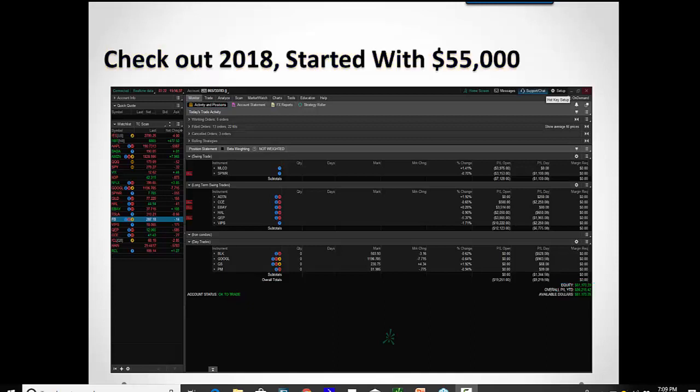You can't see my screen. Can everybody see my screen? Should be able to see my screen now.